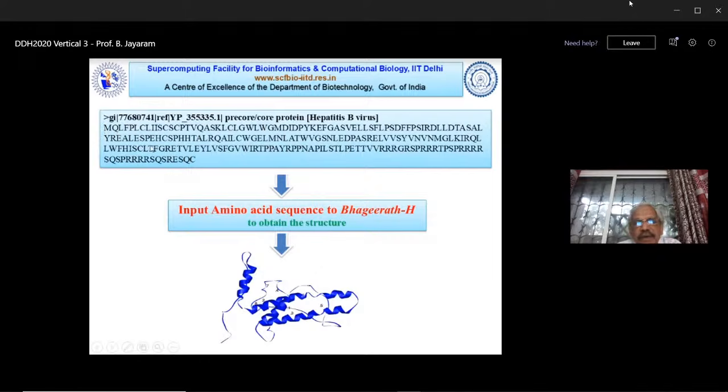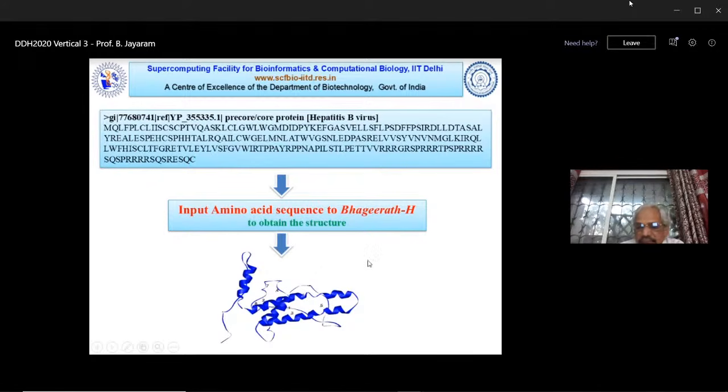So once I have the protein, I push this to Bhagirath software. I get a 3D structure out of this software. Now, there are several other software tools, so there is no particular insistence that we have to use only Bhagirath. Any good protein modeling software does this job, particularly ab initio. Homology may or may not work all the time.